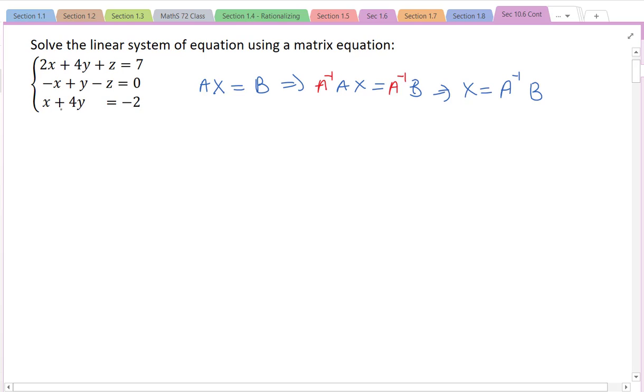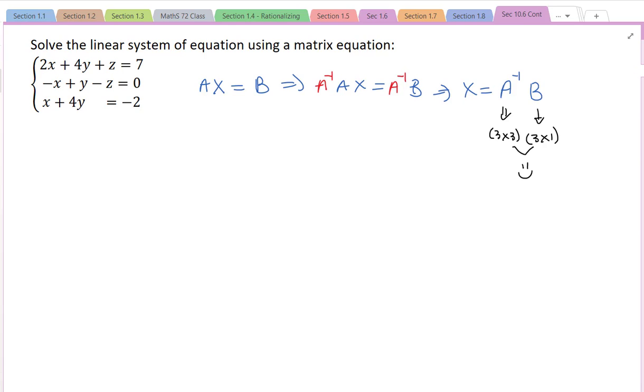A in this case is going to be a 3 by 3 matrix. So A inverse will be a 3 by 3. B is 3 rows in just 1 column, so it's a 3 by 1. So can we do this product? Those match, so yes. And the resulting product will be a 3 by 1 matrix, which is what we want. So let's go ahead and write it as a matrix.